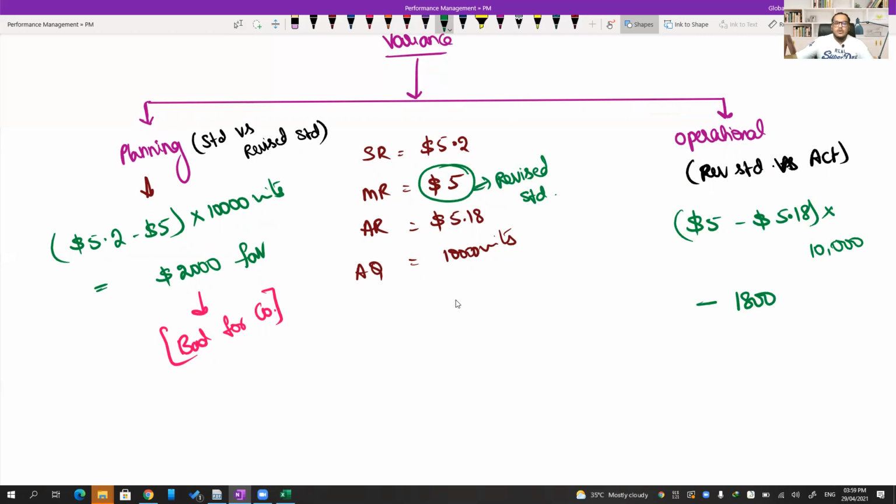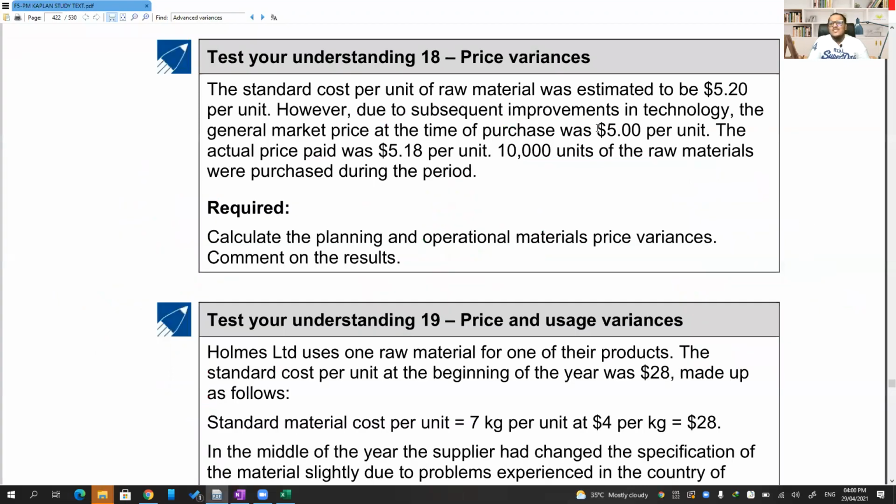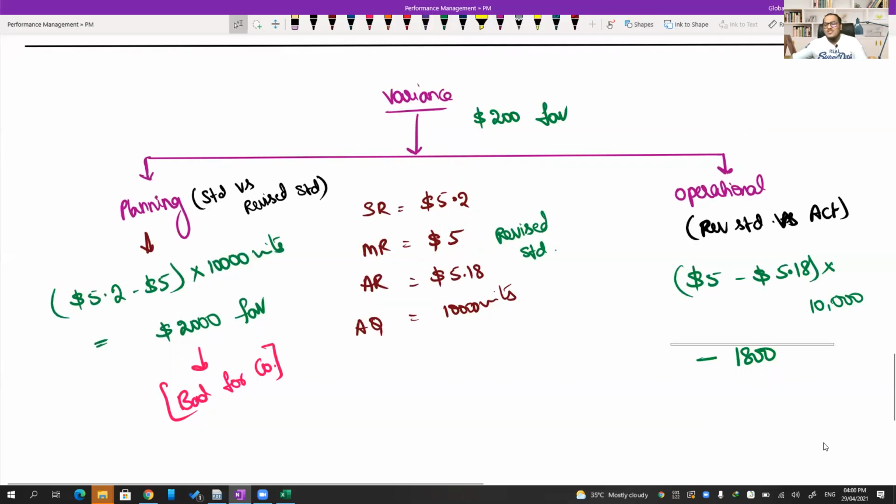Okay. So you still have a favorable variance of 200, sir. This is what your figures show, but this is actually bad for your company, ma'am. That's what I told you. This is actually bad for your company, though it is showing a favorable variance. Ma'am, see logically, in this case, as per market rate, you should have purchased at how much? $5. But how much did you purchase for? 5.18. So you are getting a minus 1,800 adverse variance, no?